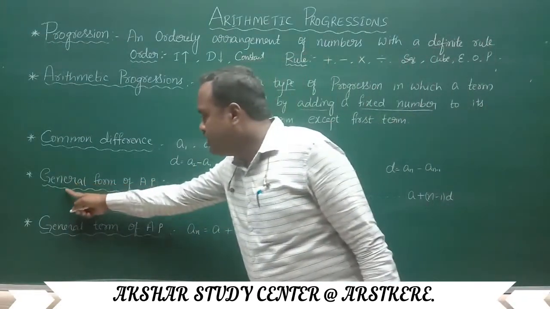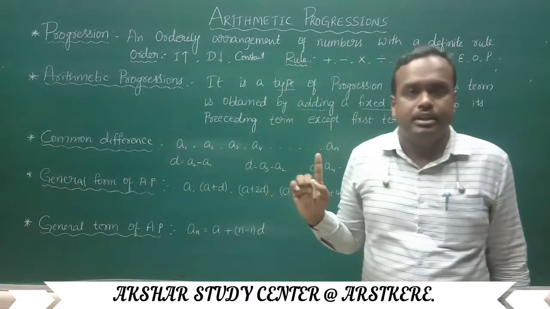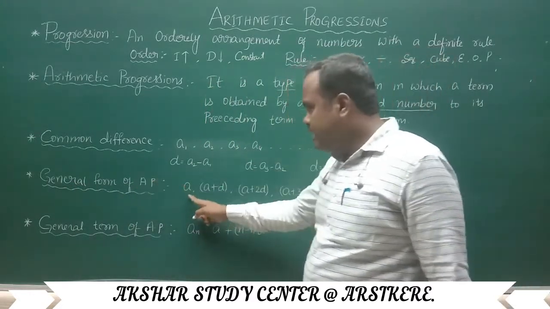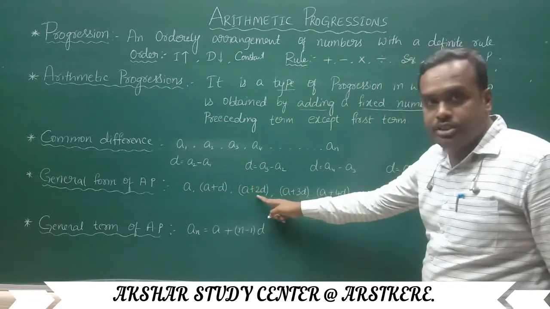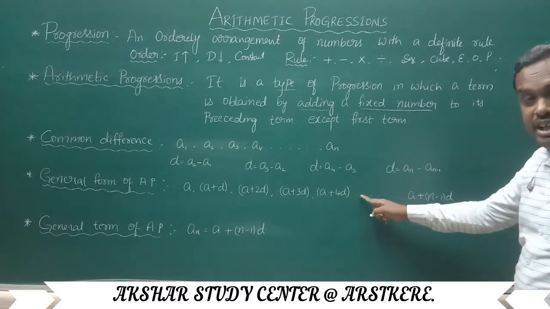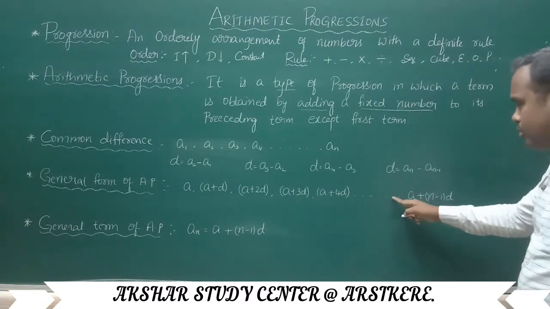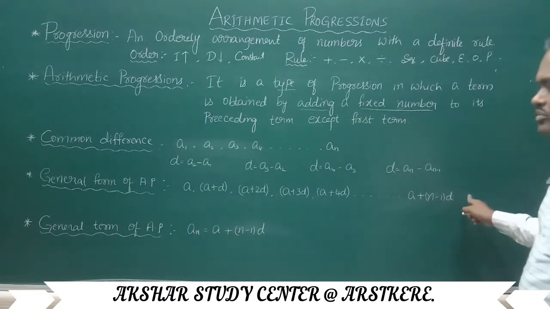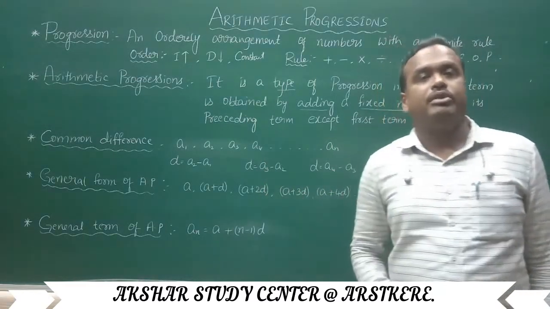That is the general form of AP. Okay, children? Yes, this is the general form. A, A plus D, A plus 2D, A plus 3D, A plus 4D, A plus 5D, and so on. The last we can write as A plus N minus 1 into D. This is the general form of AP.